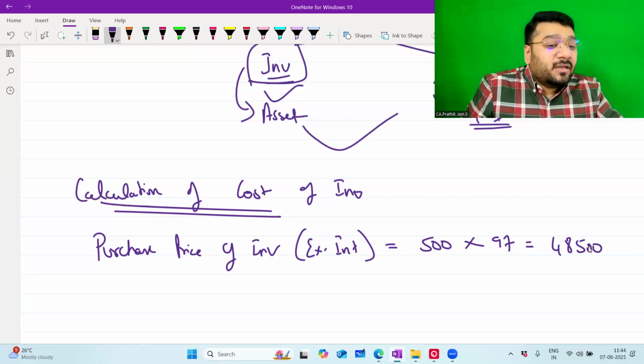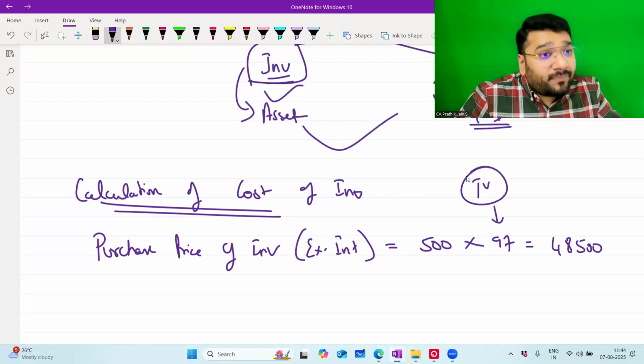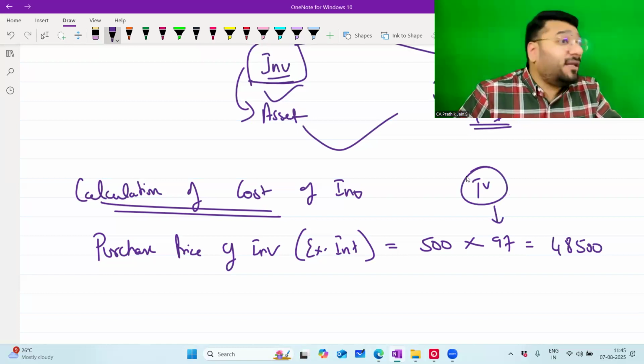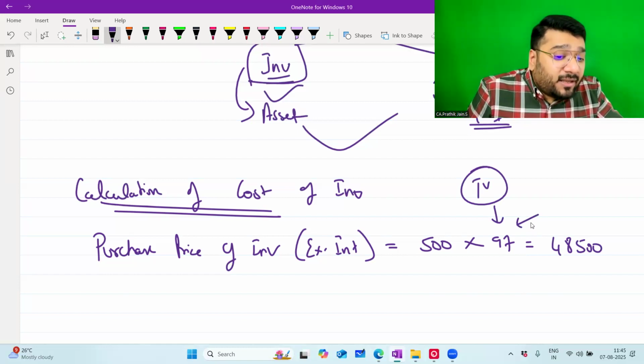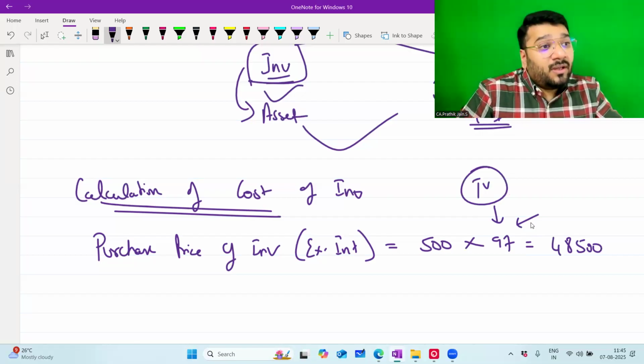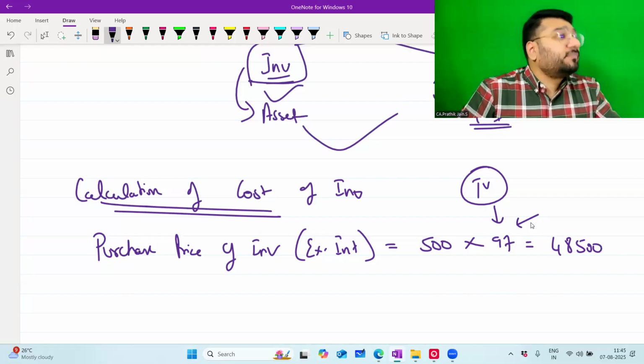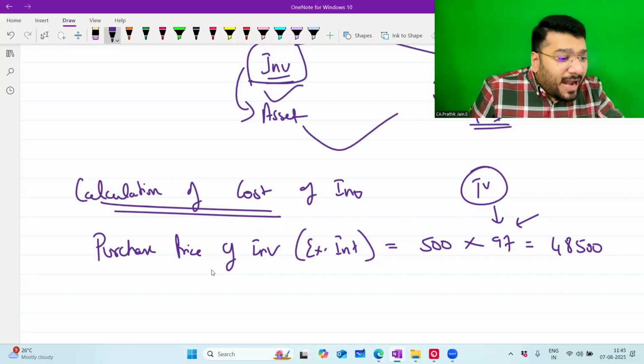48,500. This 97 rate is called the transaction value. Who has helped Ram and Sham negotiate this value? The broker. The broker knows that this is the value for which you are going to exchange the money. Can I say on this value he will charge the brokerage? Now the brokerage that you're going to pay to the broker, should I treat it as revenue expenditure, or should I capitalize it with the investment? Should I add it with the investment value or not? Capitalize means we have to add it. So add brokerage.